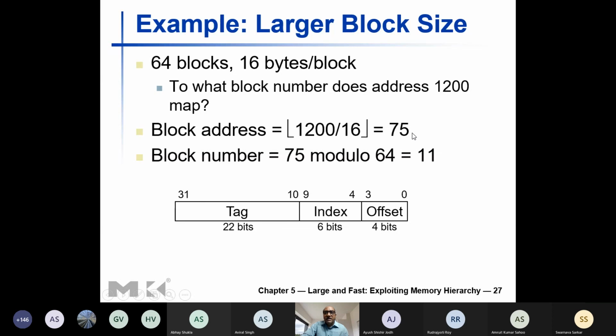In principle, given the CPU address in this scenario, how many blocks will be present? What is the size of the block address? In this case, one address is given as 1200. What is the maximum address size that can be provided by the CPU here? From the given CPU address, what is the maximum possible block number you will get? Anybody? What is the maximum possible block address?